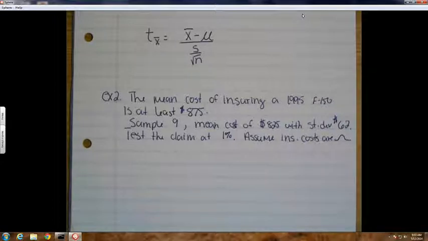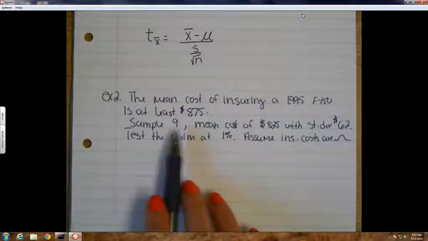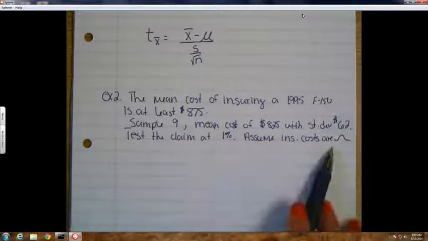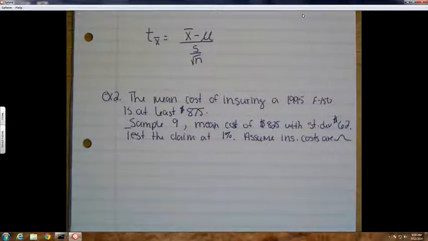Does it have to say the insurance costs are normally distributed? It has to tell you if it's a small sample. If it's a big sample, then it doesn't matter what the population distribution is. Anytime it's small, it has to come from a normal, or the statistics don't mean anything. They'd have to have a bigger sample.